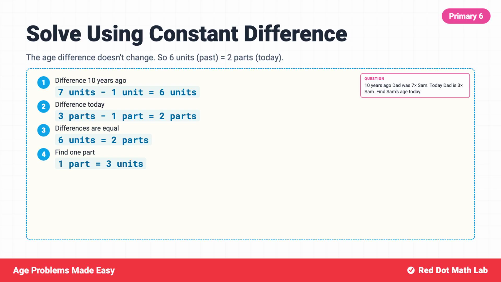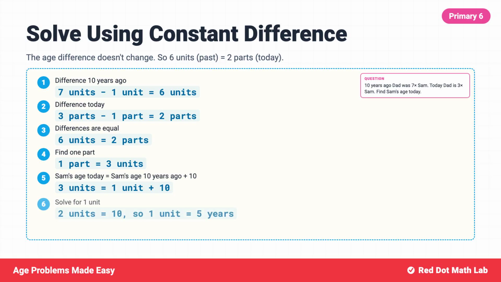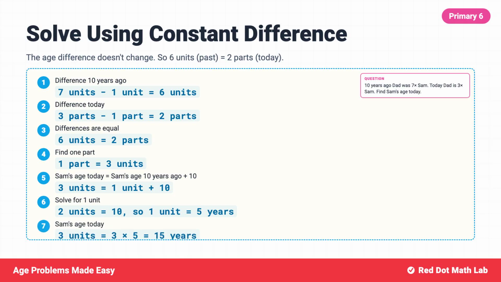Sam today is 1 part, which is 3 units, and Sam 10 years ago was 1 unit. But Sam today is also Sam 10 years ago plus 10 years, so 3 units equals 1 unit plus 10. Let's solve. 3 units minus 1 unit gives 2 units, and 2 units equal 10. So 1 unit equals 5 years. Finally, Sam today is 3 units, which is 3 times 5 equals 15 years.